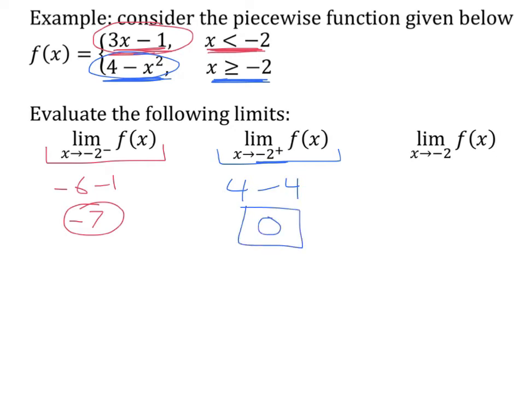Now the next part honestly has nothing to do with piecewise functions. The next part is, what's the double-sided limit? What happens when my left-hand limit is one thing and my right-hand limit is a different thing? What does that tell us about the double-sided limit? It should tell us that this limit does not exist. Now, if these had both been 0, great, then this double-sided limit is 0. If they had both been -7, great, the double-sided limit is -7. But if these are different values, then your double-sided limit does not exist.